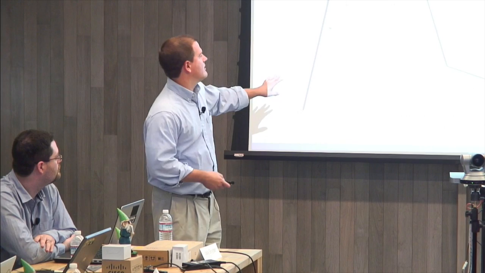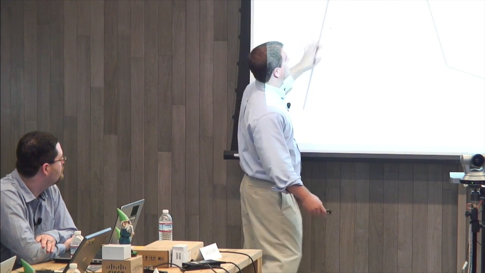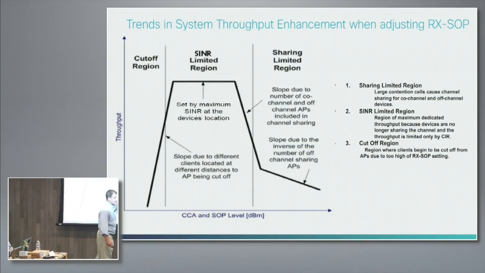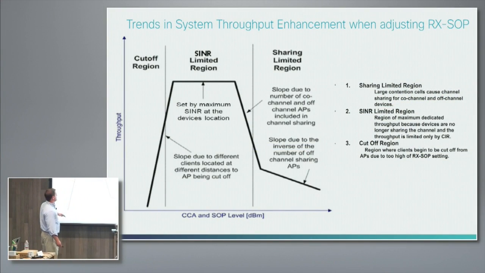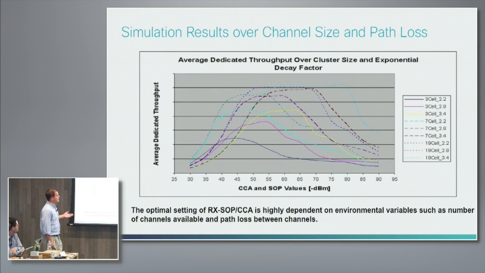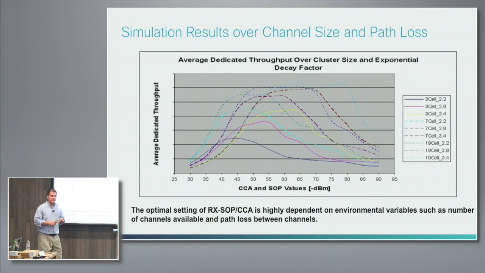Actually, what I mentioned before here is the general trend. You kind of see this cutoff region that I'm calling it, and then your SINR limited region, as well as your sharing region here. This general trend is nice, so why doesn't Cisco just turn this on? Why don't we just set some default settings for this for all cases? Well, it's highly dependent on your deployment scenario. How many channels do you have?